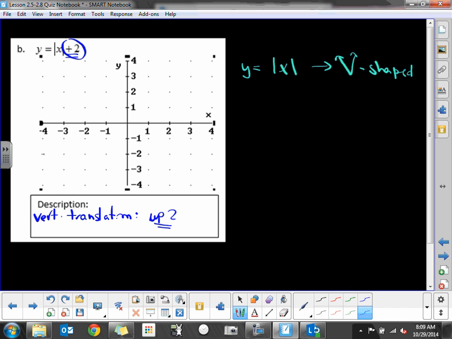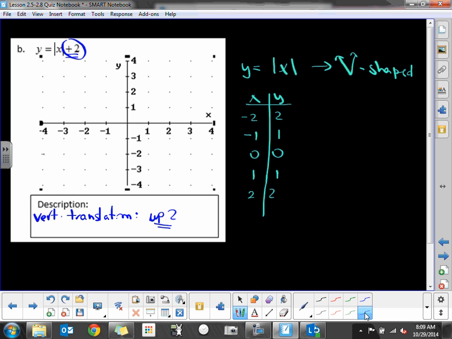So the parent function, again, I'll come back here and we'll draw out our x and y ordered pairs. If I put in a -2, we get a 2. If I put a -1, we get a 1. So the absolute value of -2 is 2. The absolute value of -1 is 1. Absolute value of 0 is 0. Absolute value of 1 is 1. Absolute value of 2 is 2. So those are the ordered pairs for my parent function.